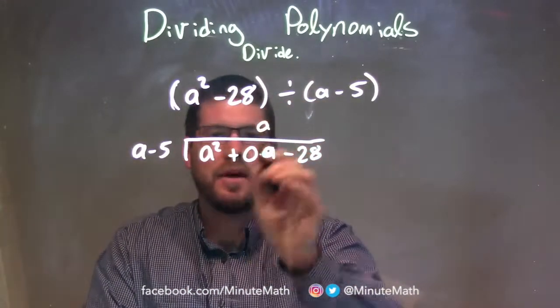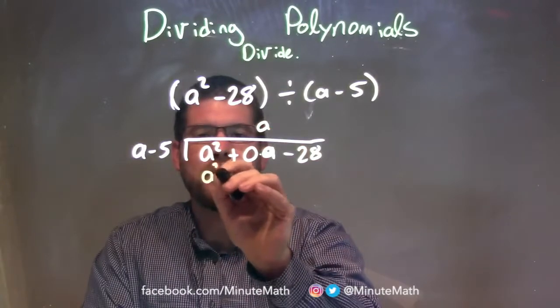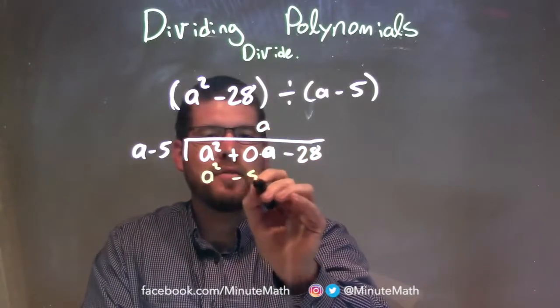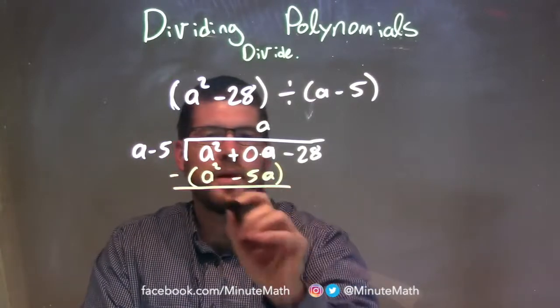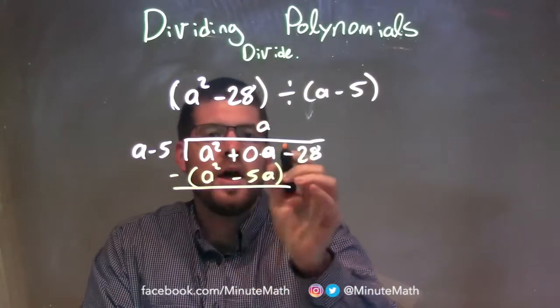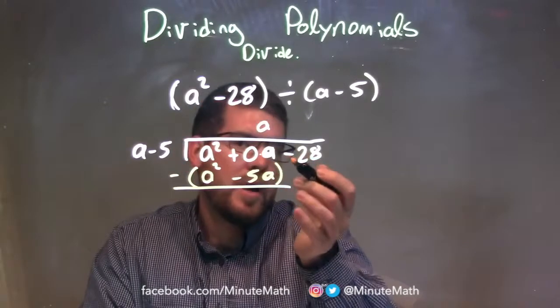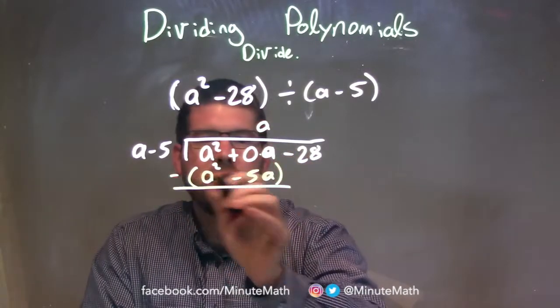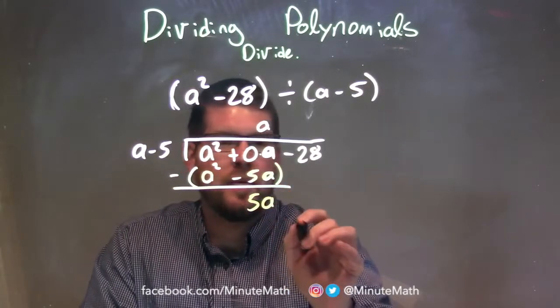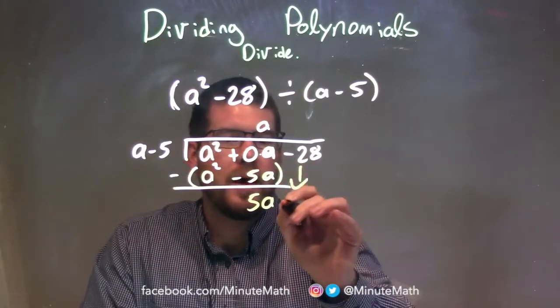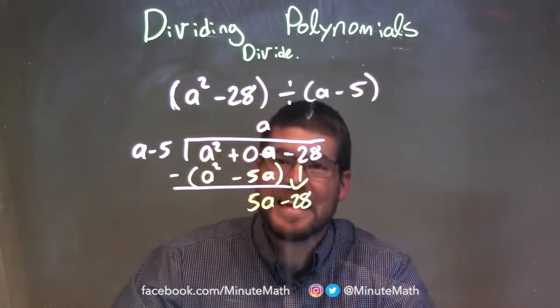A. Again, that's 0 times a. A times a is a squared, and a times minus 5 is minus 5a. Okay? We need to subtract the 2. A squared minus a squared is just 0, and 0 minus a negative 5a is plus a positive 5a, and we have positive 5a down there. Now we bring down the minus 28, and then we can do it again.